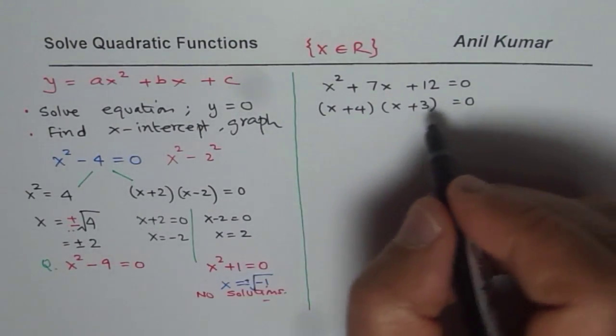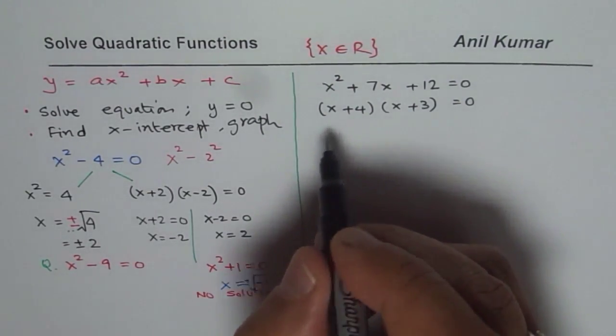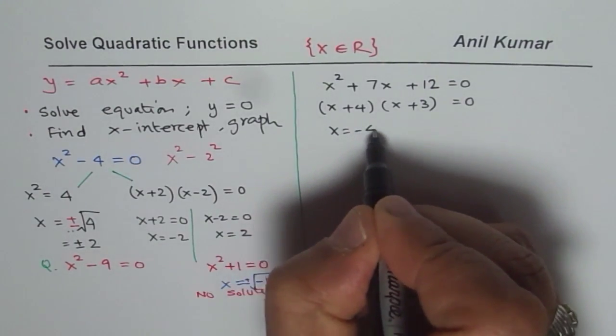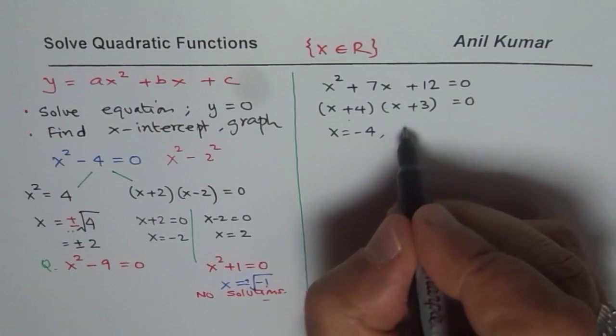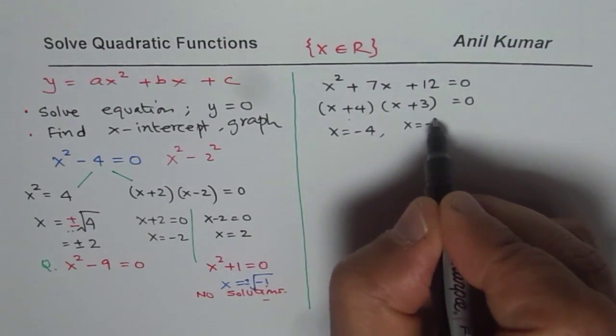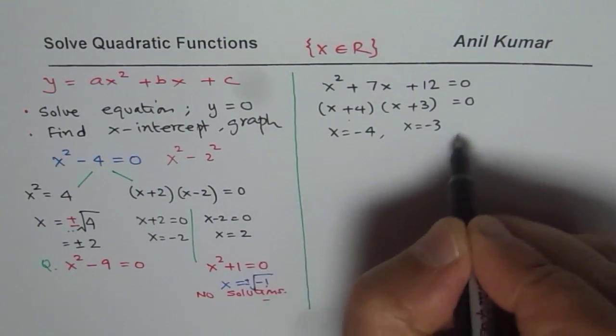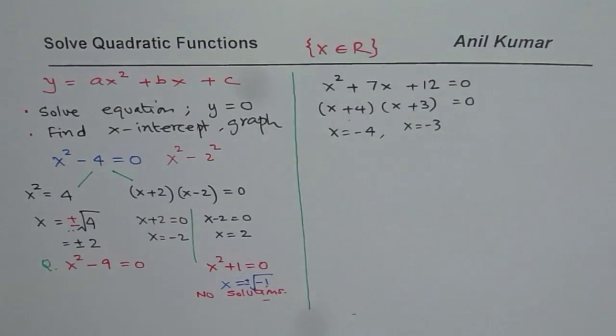Now to solve this really means that I could do x equals minus 4. That will make this term 0. So that is one solution. Or I could do x equals minus 3. That will make that term 0. And so both are the solutions for this particular equation, correct? So that is how you can solve a quadratic function.